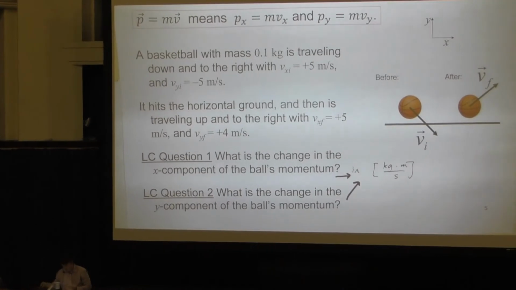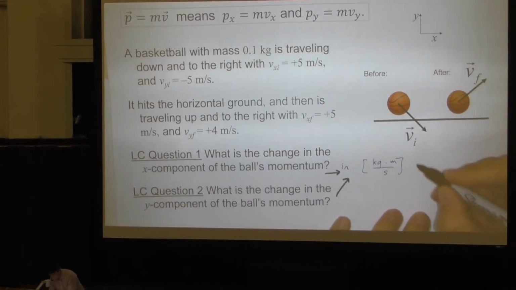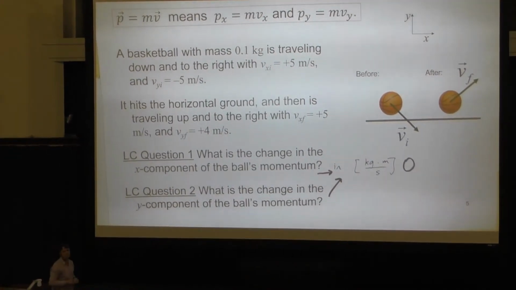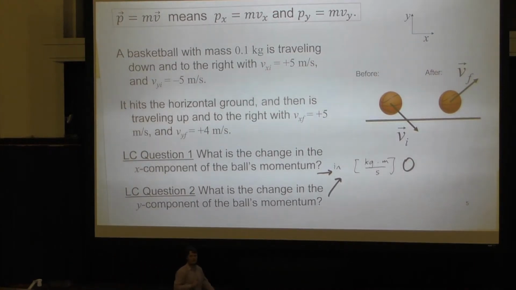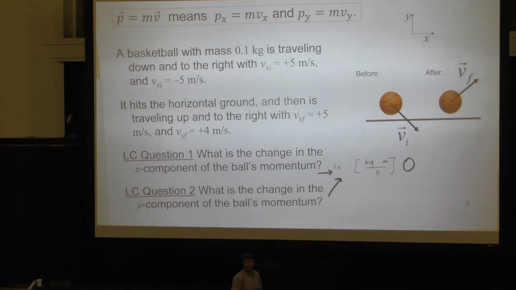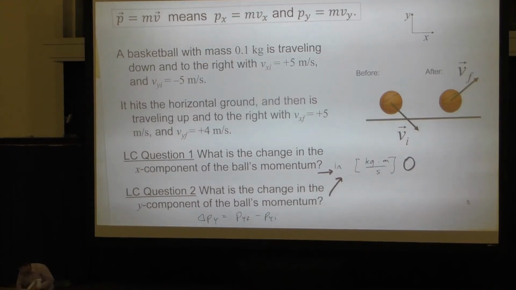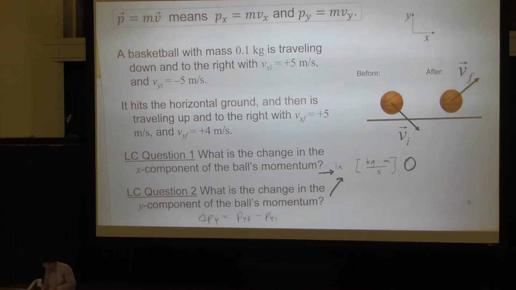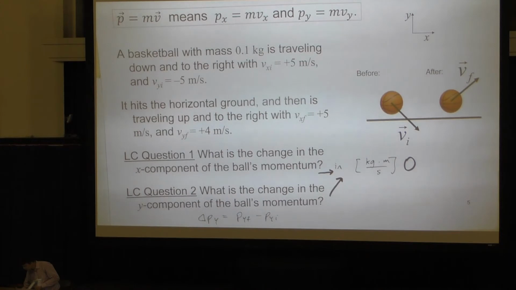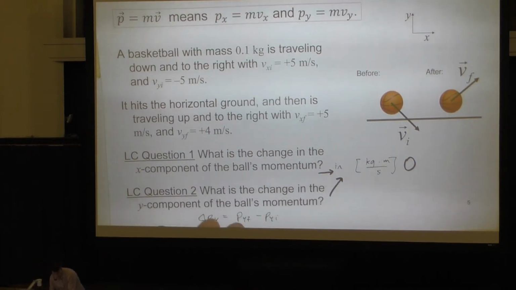So the change in the x component was just 0. Because the x component of the velocity was the same just before and just after the collision, according to my information there. It's weird results, but anyway, let's just solve it.